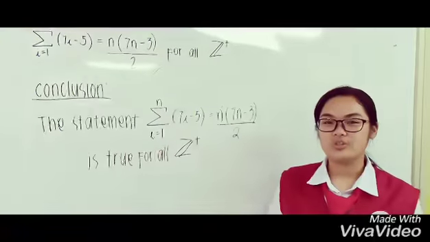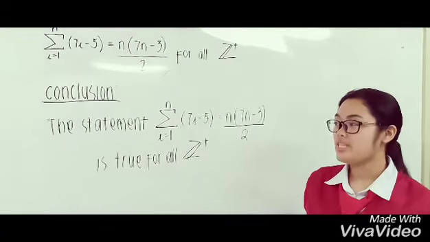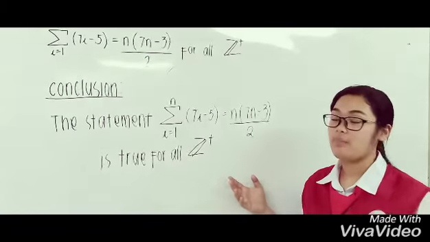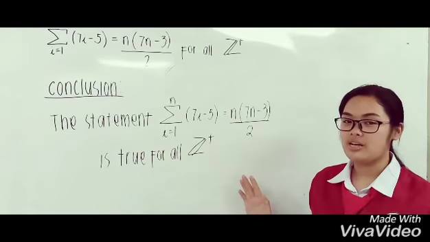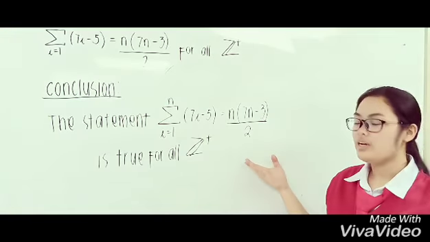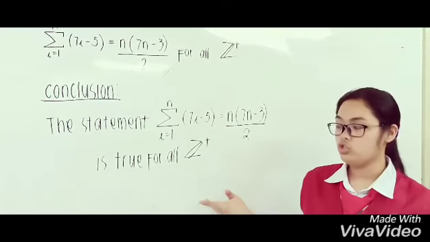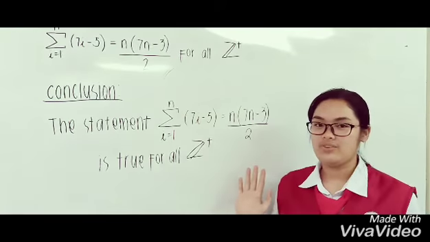Last step is the conclusion. We can conclude that the statement of the summation of 7i minus 5 is equal to n times the quantity of 7n minus 3 over 2 is true for all positive integers.